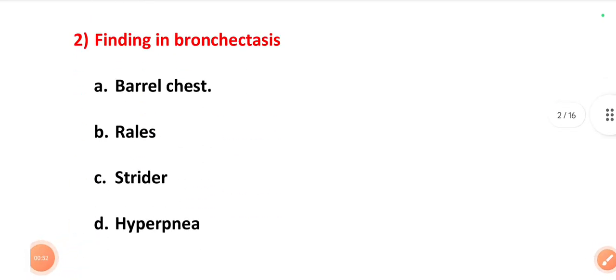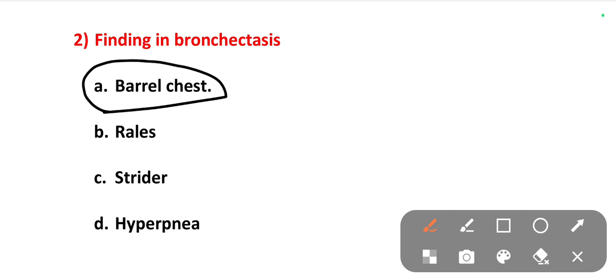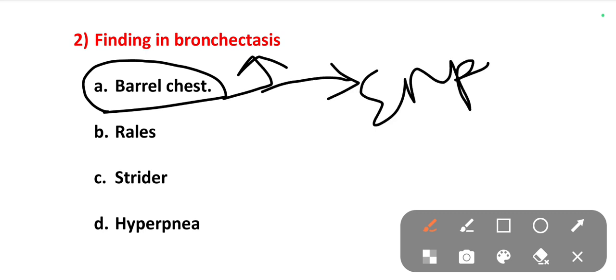The next question is findings in bronchiectasis. So, what are the clinical features we can see when the patient is having bronchiectasis? Options are barrel chest, rales, stridor, and hyperpnea. The right one is barrel chest. So, barrel chest is a feature we can see in bronchiectasis and also in the case of emphysema. Okay, so in the case of emphysema, we can see a barrel chest.